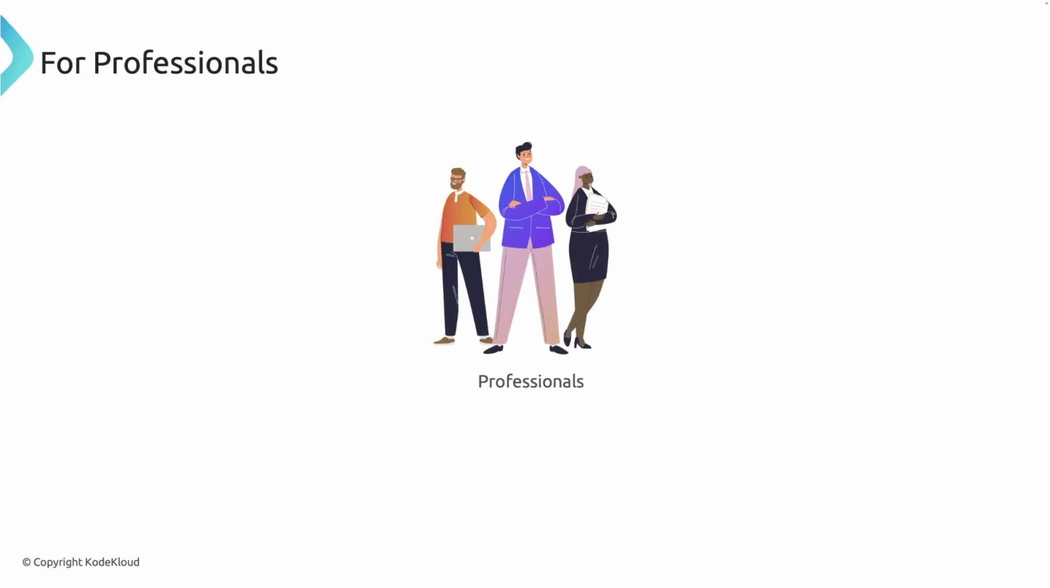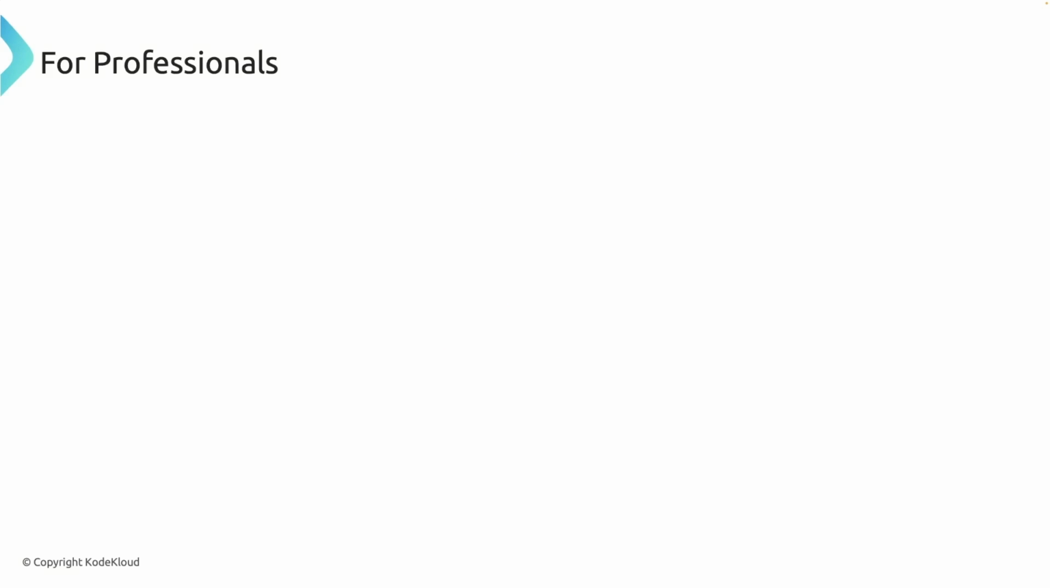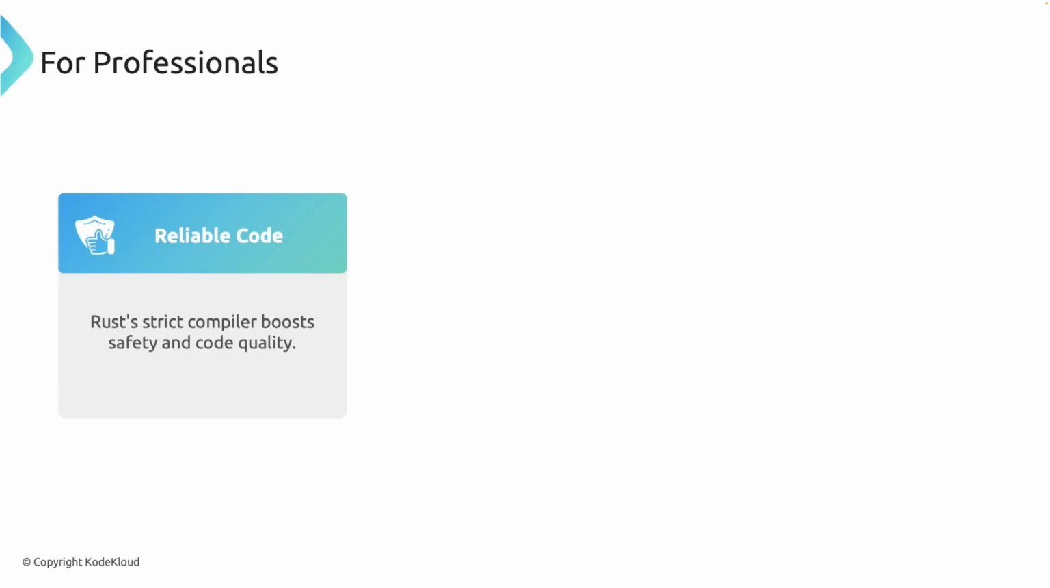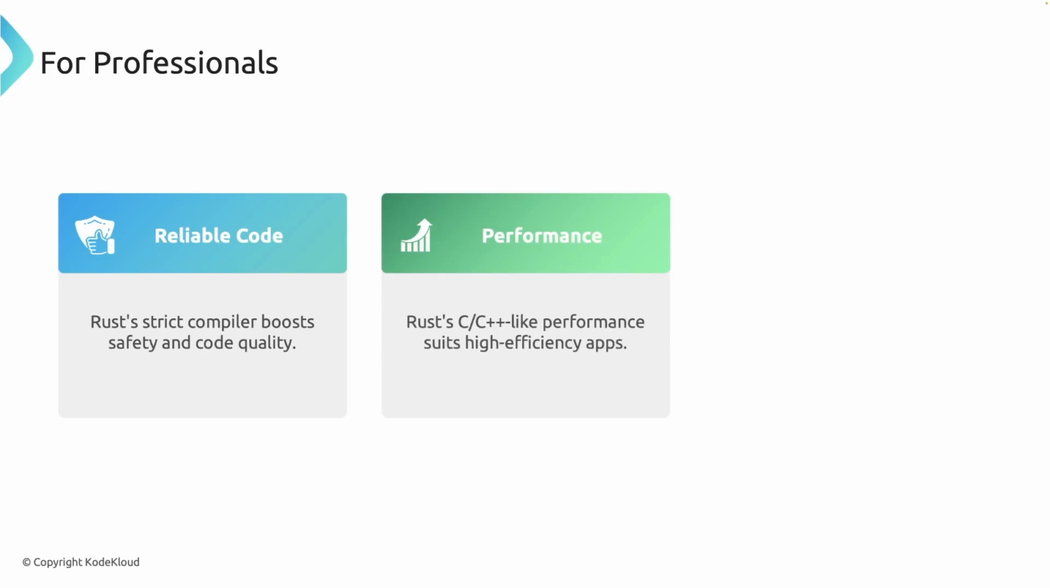Now, for professionals, Rust offers significant advantages too. Professionals can greatly benefit from Rust's features. First up, reliable code. The compiler enforces strict safety checks, reducing the likelihood of bugs and making code bases more robust and maintainable. For performance, it's comparable to C and C++ and is perfect for high-efficiency applications.